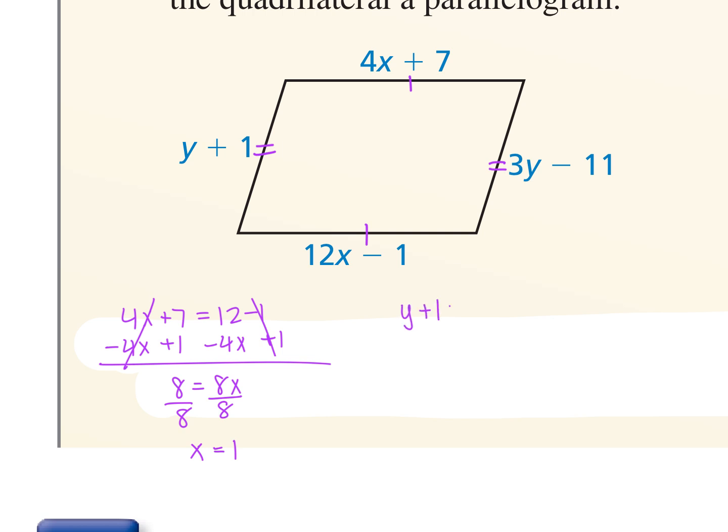Going ahead, looking at y. Y plus 1 equals 3y minus 11. Subtracting y. And then I'm going to add 11 to the other side. I'm going to get 12 equals 2y. Divide by 2. Y is going to equal 6.